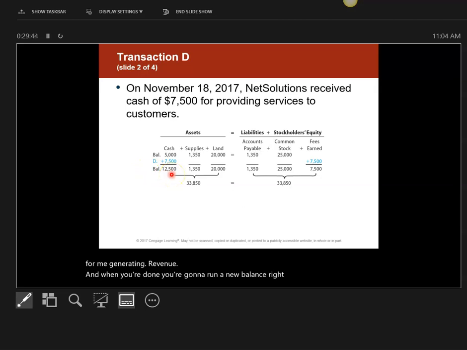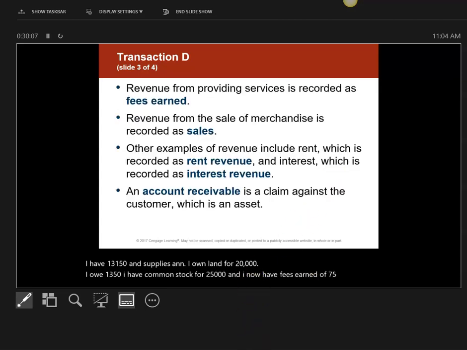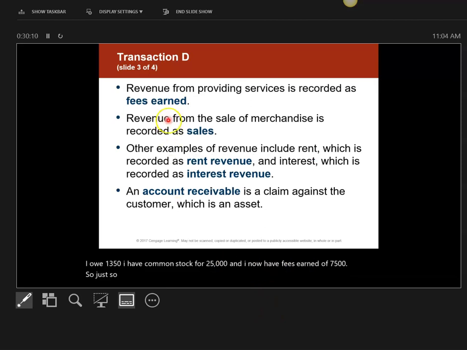So now I have 12,500 cash. You bring every account down, you bring every balance down, even if you didn't touch that account. I have 1,350 in supplies, and I own land for 20,000. I owe 1,350. I have common stock for 25,000, and I now have fees earned of 7,500. So just so you understand, fees earned is the account name when I'm providing service. When I sell a product, it's going to be called sales.